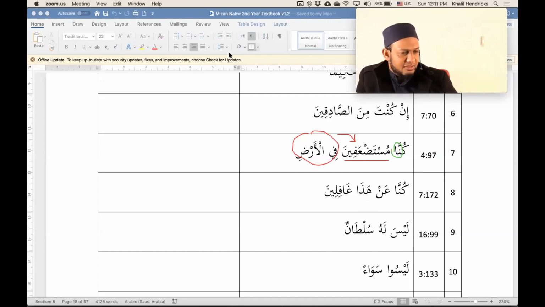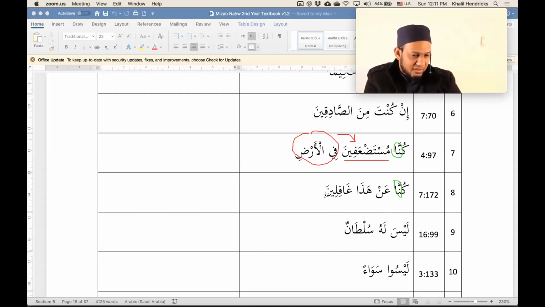Good. Where is the ismu kana? The na is the ismu kana, but I don't know about the khabar. The na is the ismu kana. So the khabar you can work out. You can say what is being said about the na. Ghafilin. So in other words, when you have this, you have a harfu jar and an ism majroor. An hadha is harfu jar ism majroor. And ghafilina is going to be one word in nasbun.